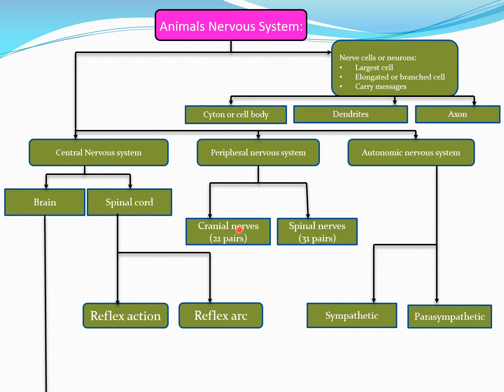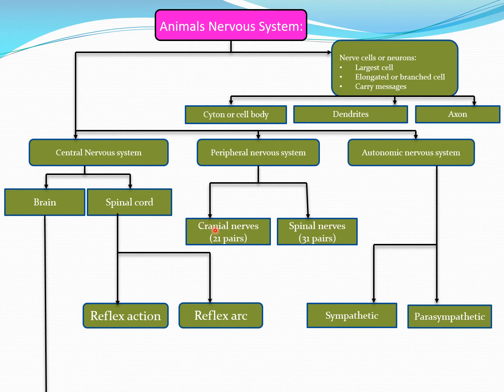21 pairs of cranial nerves and 31 pairs of spinal nerves. Then autonomic nervous system includes sympathetic and parasympathetic. Sympathetic for dilation, parasympathetic for constriction, just opposite in action.